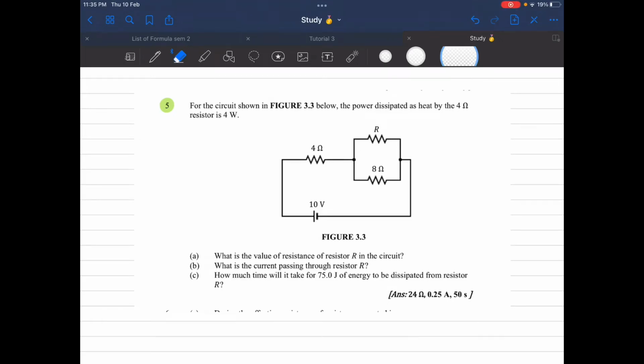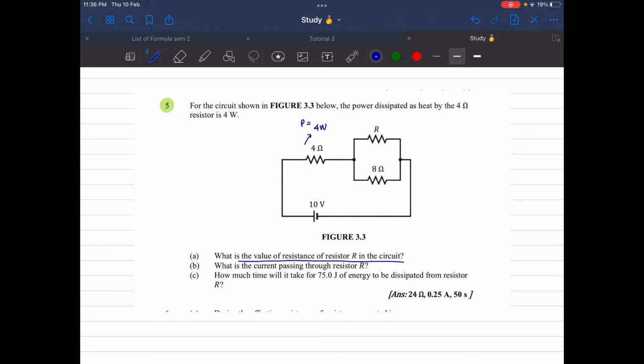Okay, let's try to do question number 5. So let's read the question. For the circuit shown in figure 3.3 below, the power dissipated by the 4 ohm resistor is 4 watt. Okay. So soalan minta, what is the value of the resistance of resistor R in the circuit?